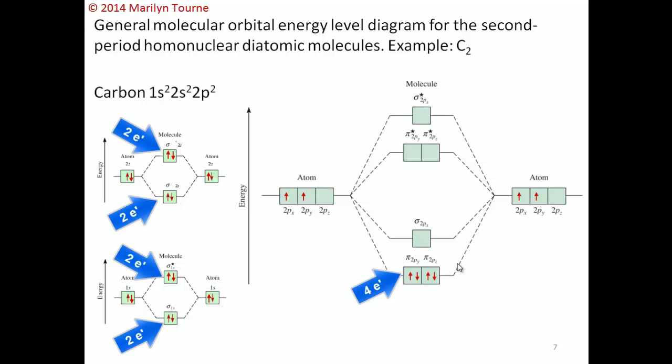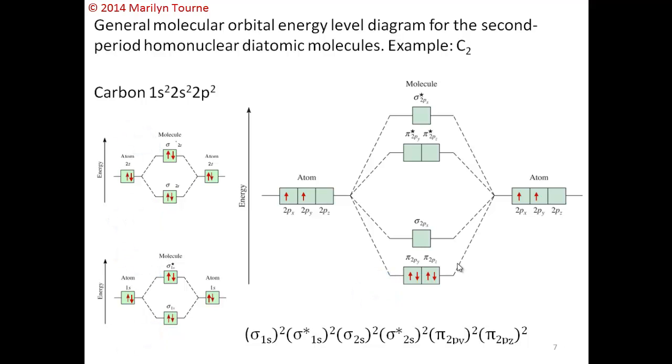So we've accounted for a total of 12 electrons, and the molecular orbital configuration of C2 would be sigma 1s2, because there's 2 electrons in the sigma 1s orbital. Sigma star has 2 electrons, sigma 2s, 2 electrons, sigma star 2s, 2 electrons, pi 2py, there's 2 electrons there, and the pi 2pz, 2 electrons there.